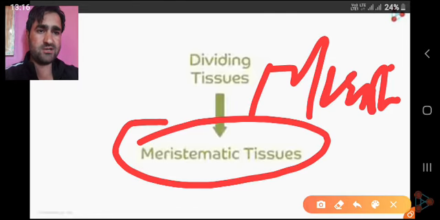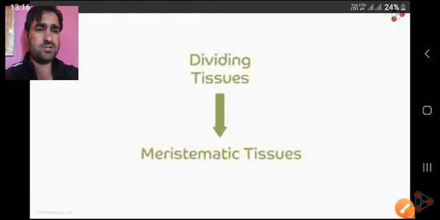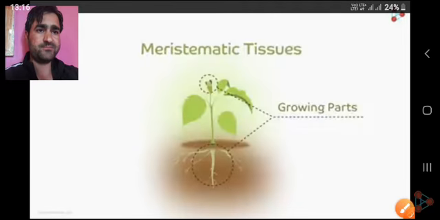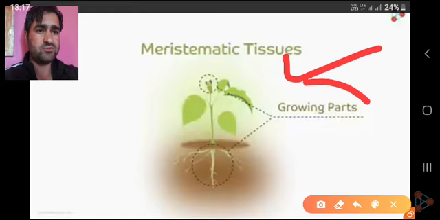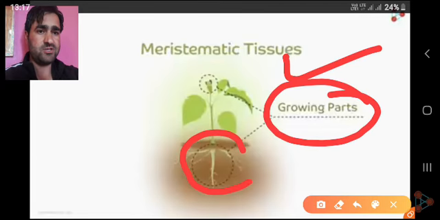So these cells are highly capable of division, and it is these cells that allow the growth of the plant body, and their locations are at the growing parts. The parts which need to grow in size will find themselves to be occupied by meristematic cells or meristematic tissue. So you will find them at the growing parts.